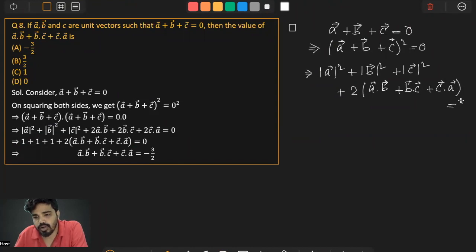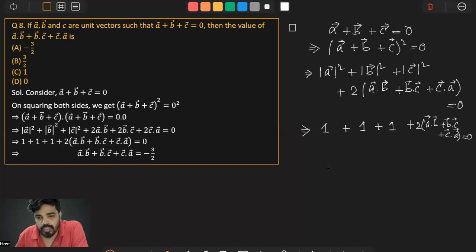Okay, so that is equal to 0. So A square plus B square plus C square plus 2 into (A dot B plus B dot C plus C dot A). It is given that A, B, C are unit vectors, so A is 1, B is 1, C is 1. So 1 plus 1 plus 1 plus 2 into (A dot B plus B dot C plus C dot A) is equal to 0.